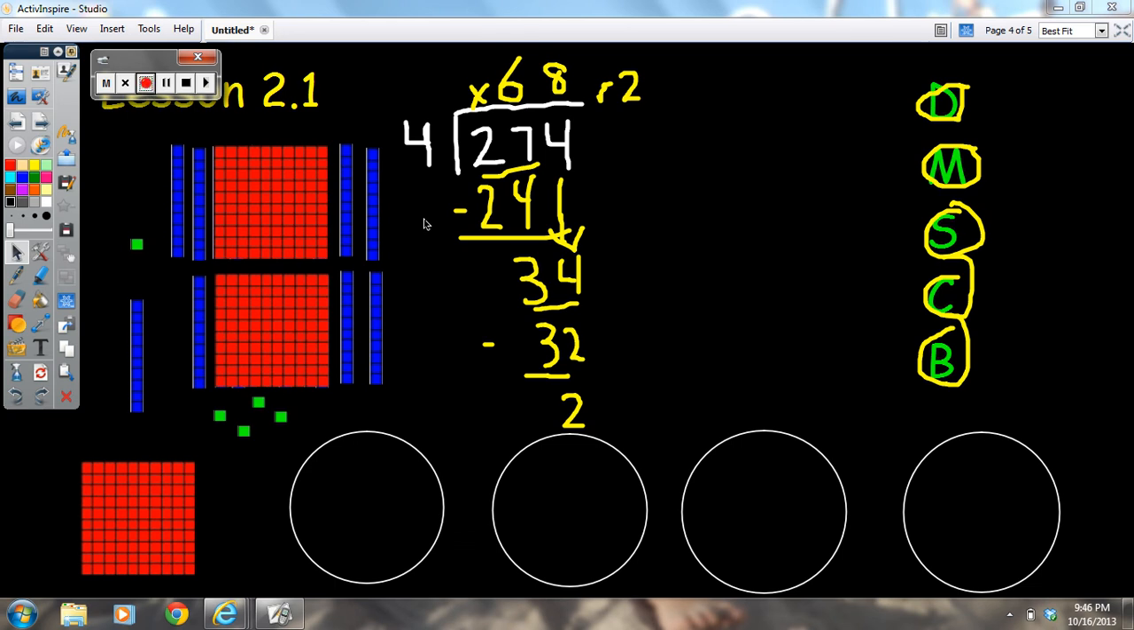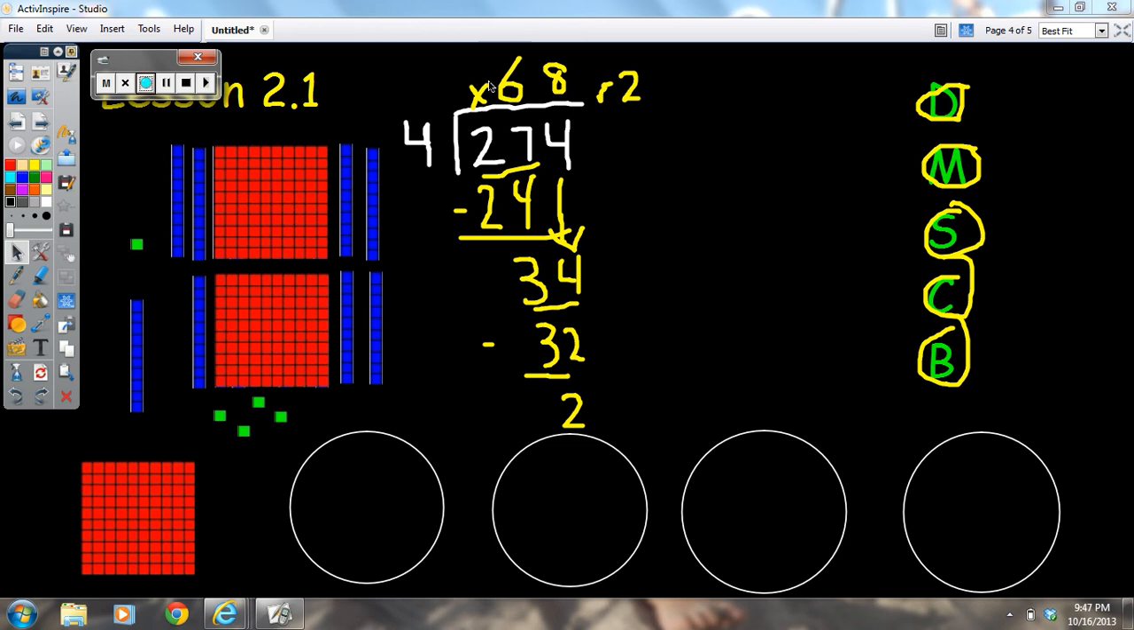Now let me just show you what this would have looked like if we were using our base 10 blocks. Here are our 4 groups, and here's our 274 that we're using with our base 10 blocks to represent. Here's the 200s, here are the 7 tens, and here are the 4 ones along the bottom. Now what we did when we started out was we took these 200s and we asked ourselves if we could divide them into 4 groups.